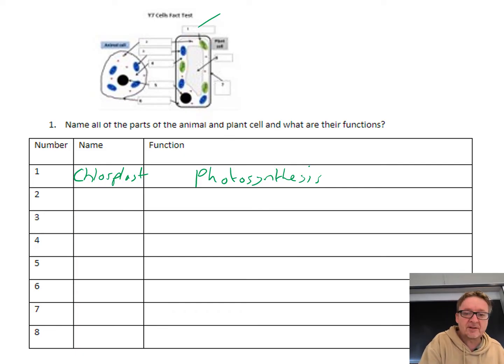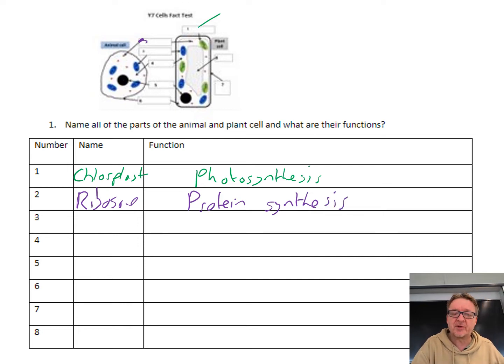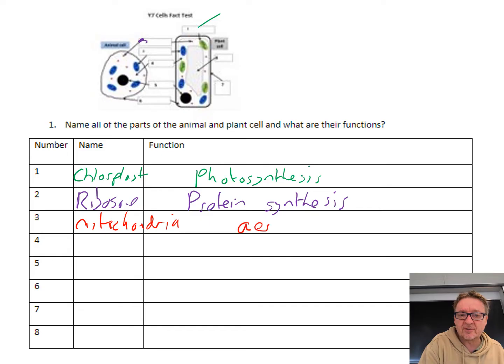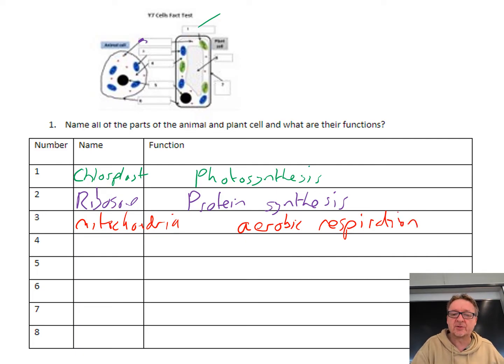Number 2 is this one here, a ribosome. The job of a ribosome is protein synthesis. Don't write makes proteins, you write down protein synthesis, which is basically the same thing, but it's the proper way of saying it. Number 3 is a mitochondria, the site of aerobic respiration, which is where glucose is used to produce energy.